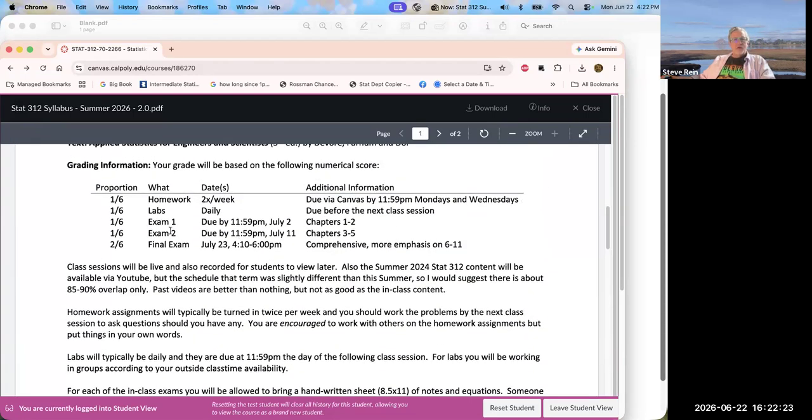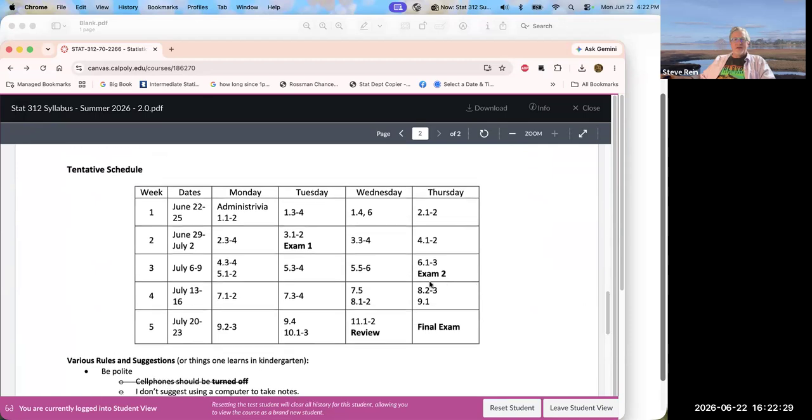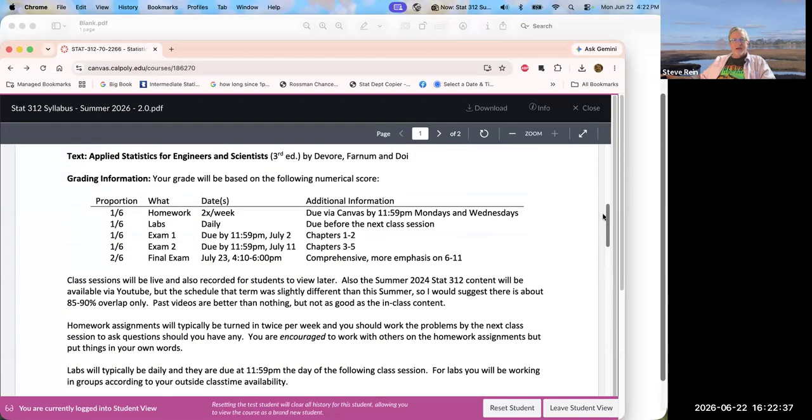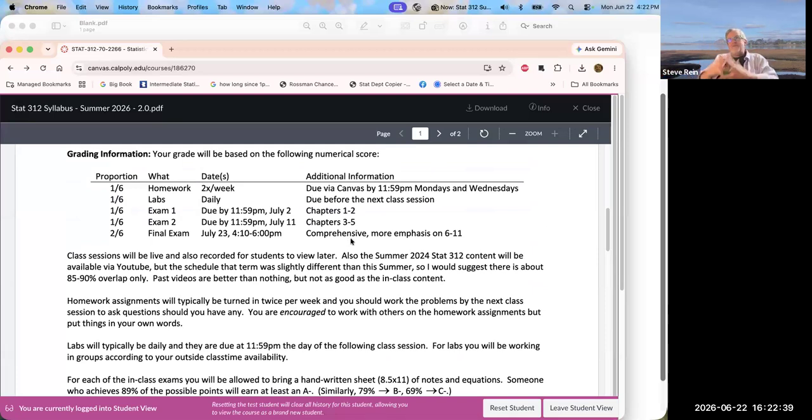Same thing for exam two, which is scheduled to be due July 11. July 11 is a Saturday, but you're going to have it released to you on Thursday, so you get until midnight Saturday to turn that in. So at least 2 days to get the exams done.